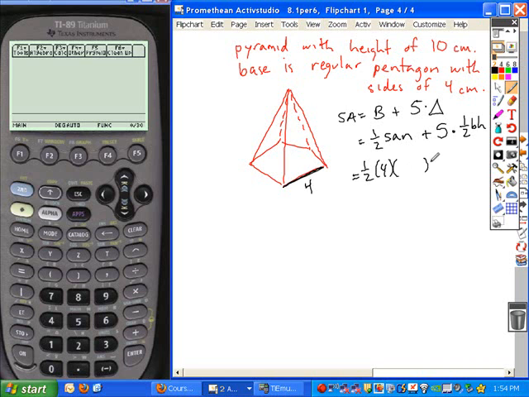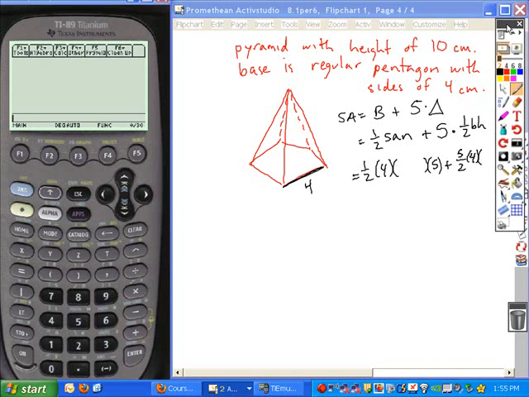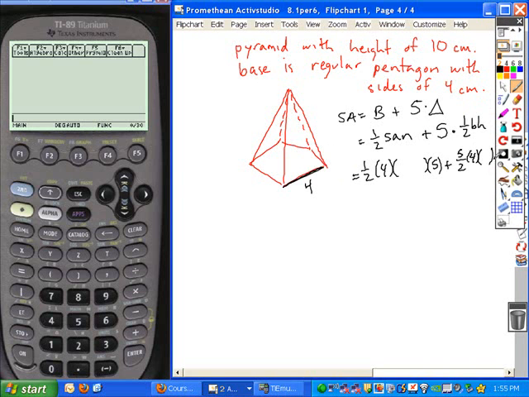The apothem we don't know yet. Do we know the number of sides n? That's 5. Plus, I'm just going to multiply 5 times 1/2. Do we know what the base of the triangular faces is? Also 4. And do we know the height? No, not yet. Okay, so we have 2 pieces of information that we need to solve for.